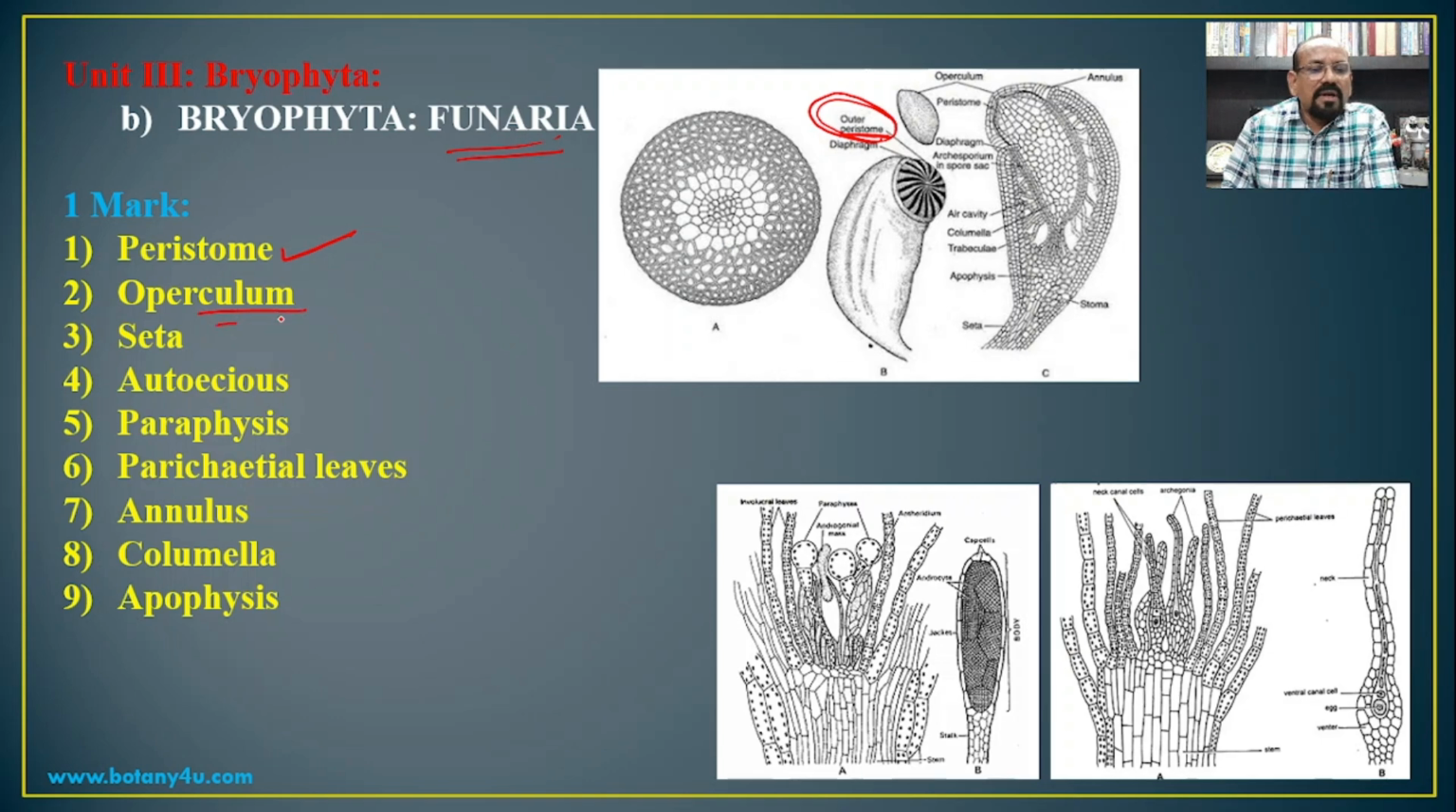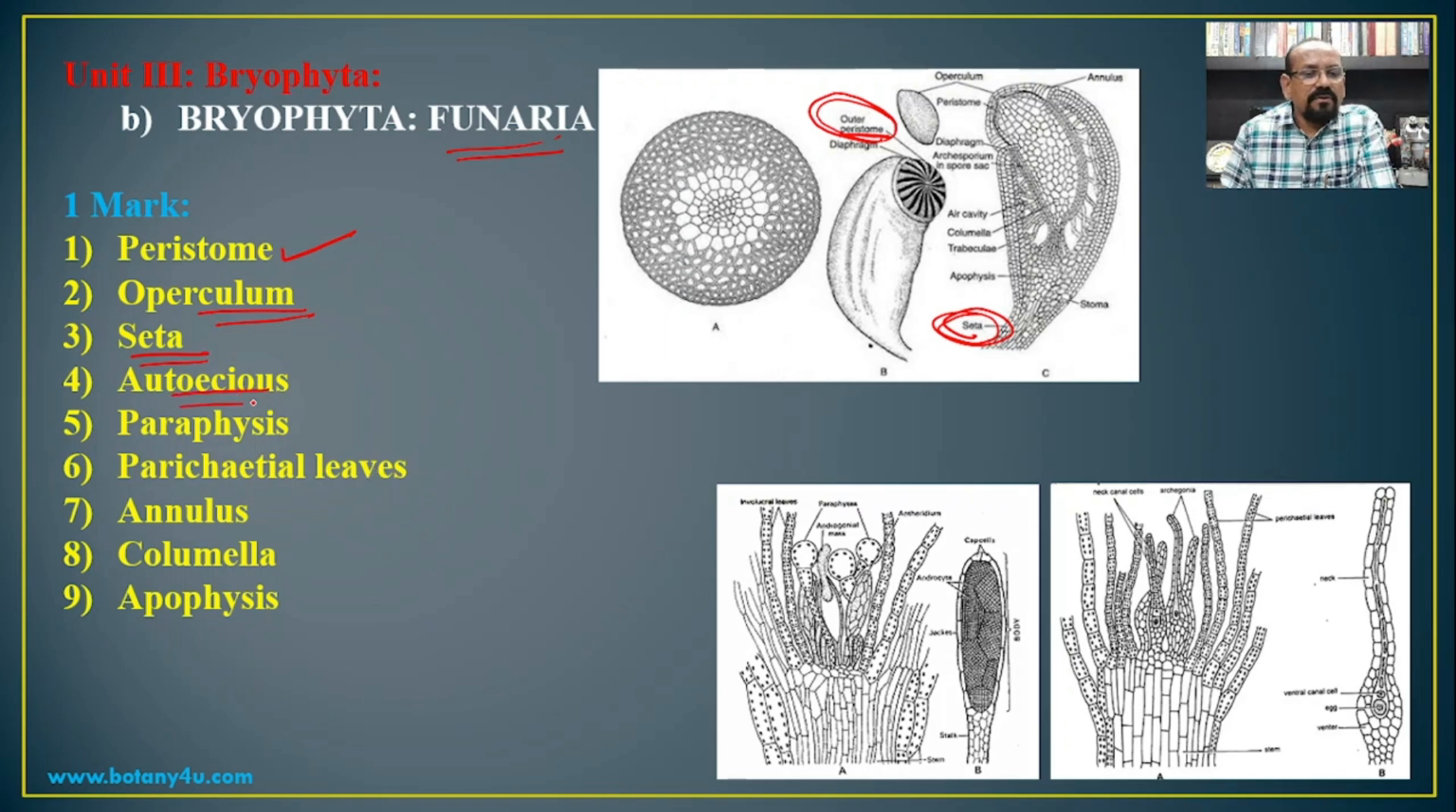Then operculum is a cap-like structure which is present at the terminal end of the sporophyte, which separates during the release of spores when it dehisces. Then seta is present in between the foot and the capsule, and depending on the length of the seta, the capsule is raised from the foot.